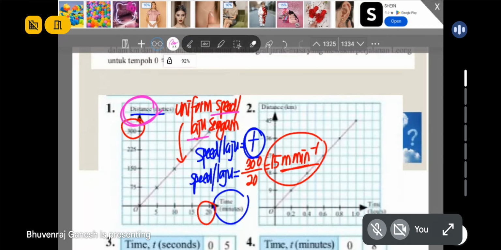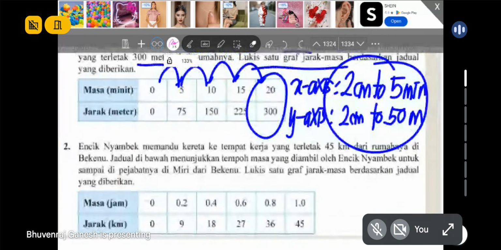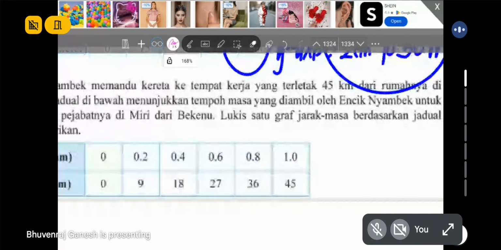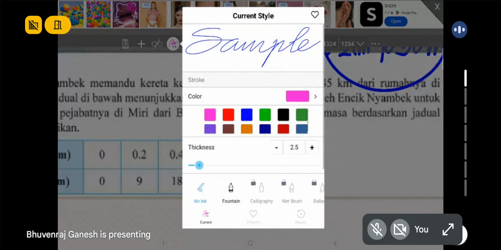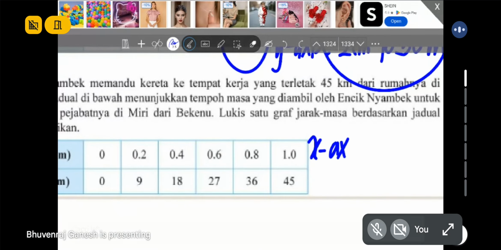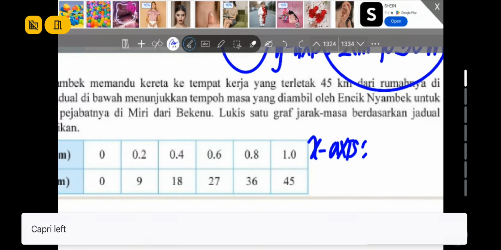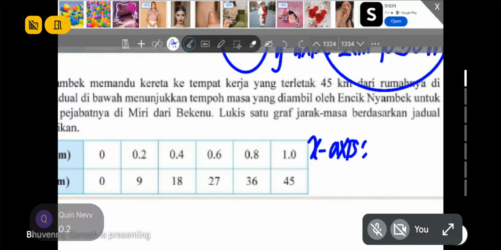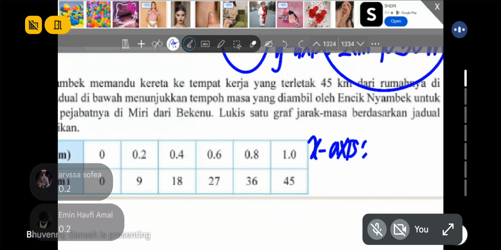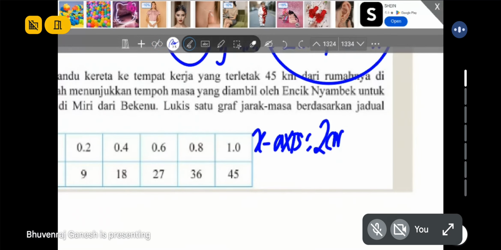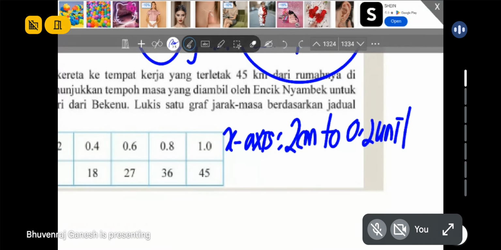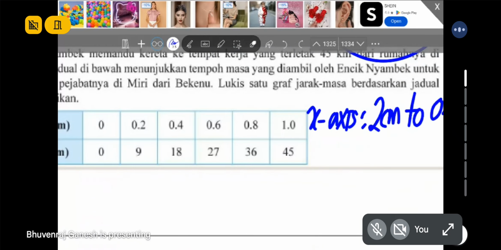Okay. Alright. So now, number 2. Okay. So question 2, guys. Okay. So can you all tell me what is your scale, guys, for x-axis? Anyone? Apa skala kamu? Yeah. Okay. 2 cm to 0.2 unit. Correct? Okay. 2 cm to 0.2 units. Okay. And then paksi y, y-axis.